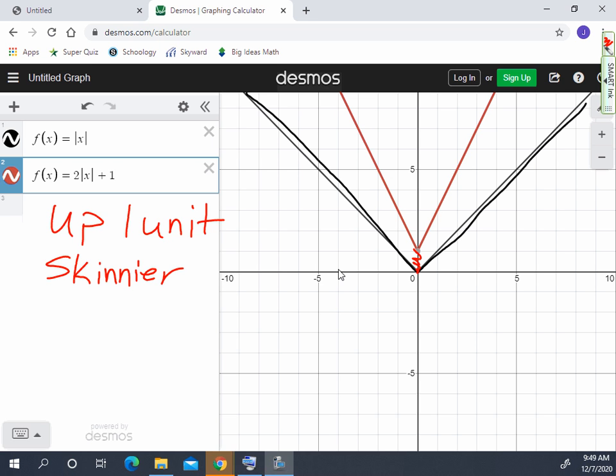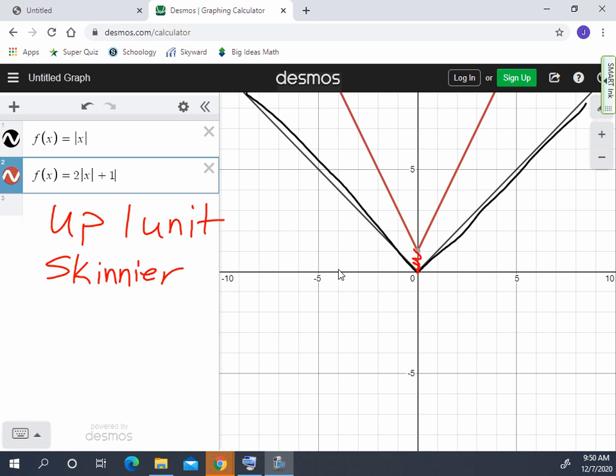Okay, and we'll go through skinnier, wider. We'll go through those definitions in our part B. But right now, I just want you to think: is it skinnier or is it wider? And what makes it skinnier or wider? What moves it? What moves it up? What moves it down, left or right?